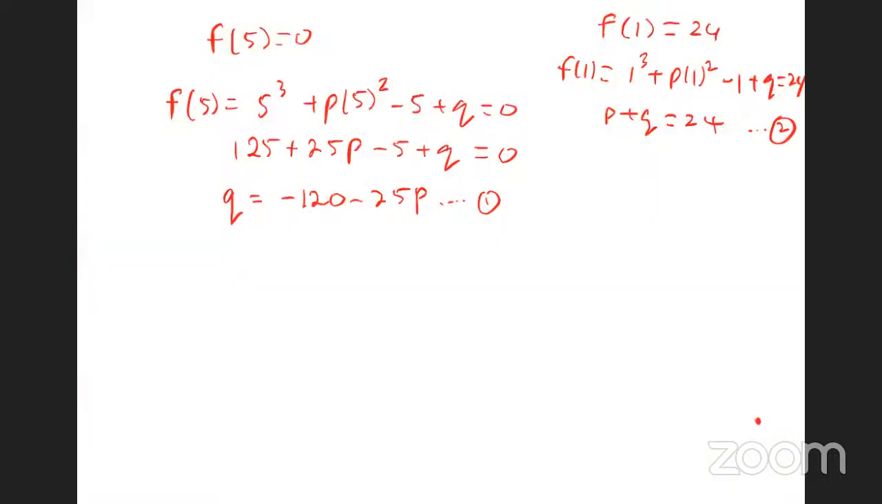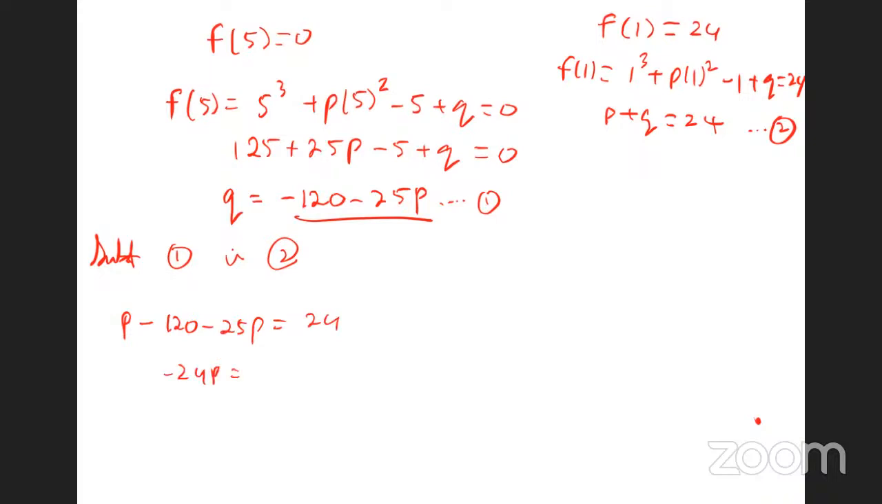Right, so let's make sure we get the same answers. Substitute equation 1 in equation 2. So you're going to get p, substitute in q, right? Remember, this is q. So p plus minus 120 minus 25p is 24. So minus 24p is equal to 24 plus 120. So p is equal to 144 over minus 24, which is how much? Minus 6.